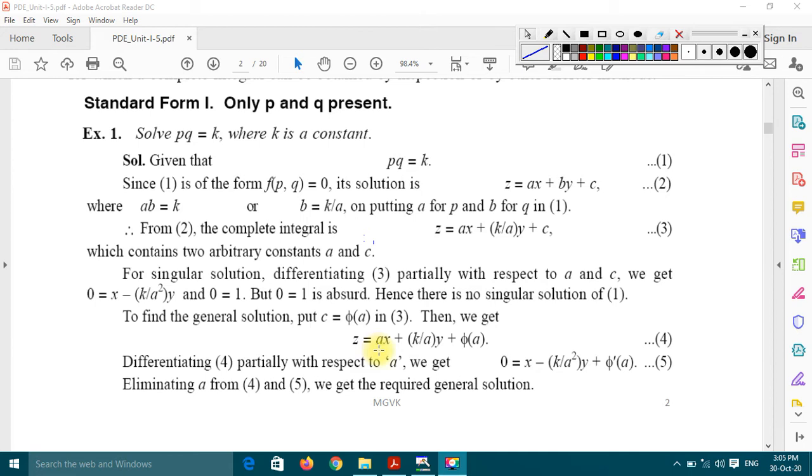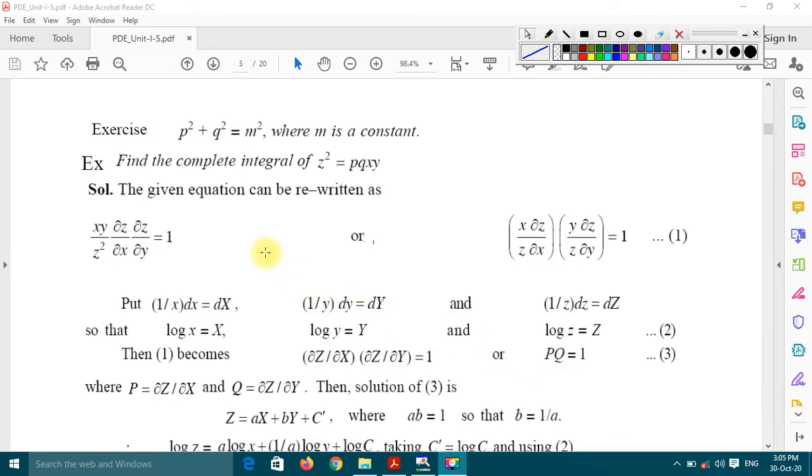We get 0 = x, because the partial derivative of ax with respect to a is x. The partial derivative of (k/a)y is -(k/a²)y, and the partial derivative of phi(a) with respect to a is phi'(a). After simplifying, after eliminating a from equations number 4 and 5, we get the required general solution of the given differential equation.